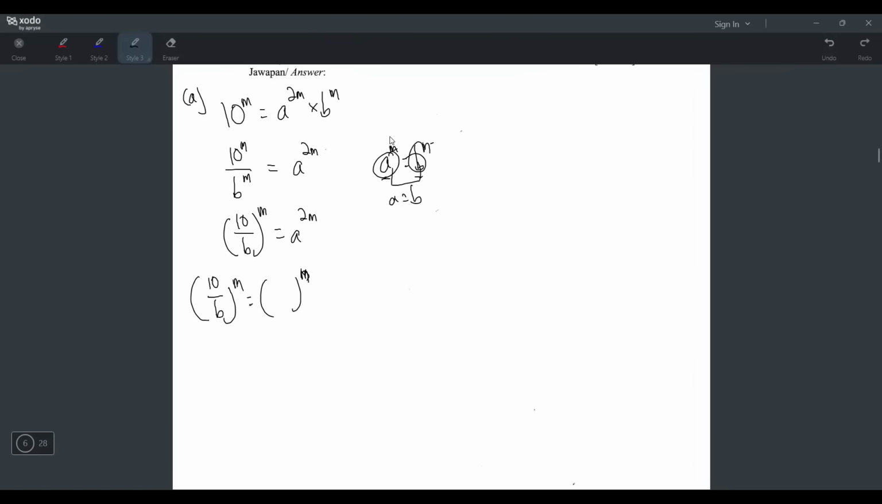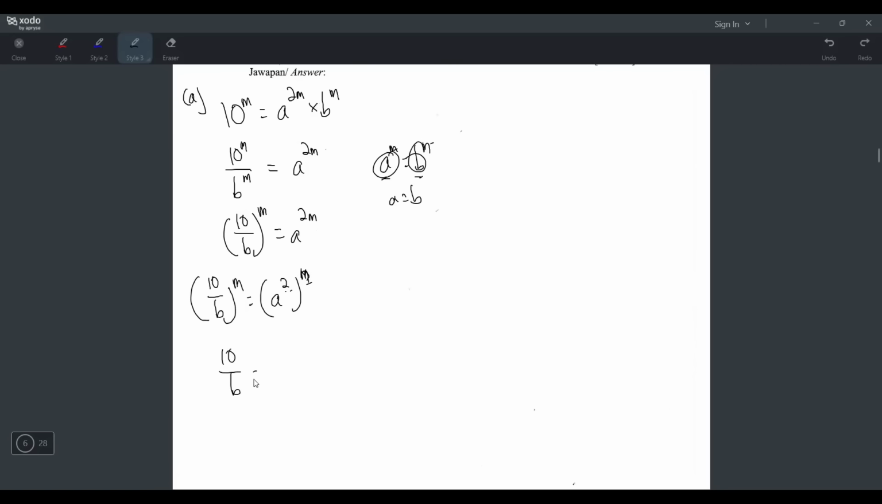Okay, so what I can do here is I jadikan yang ni pun power m, but this one is a power 2m, right? But you can write it like this: a power 2 and then power m. Because when the power is side by side like that, it means you kena times. So 2 times m will give you 2m. Okay. And kenapa saya tulis macam ni? Sebab saya nak jadikan dua side power m. So you can see they are both power m. So we can compare, or you can say we can just stop writing it.